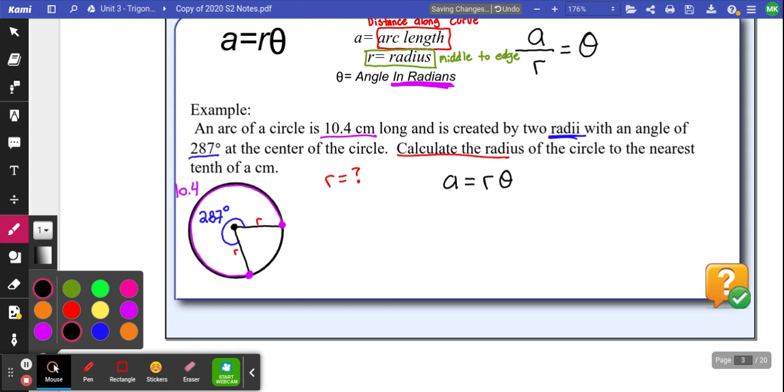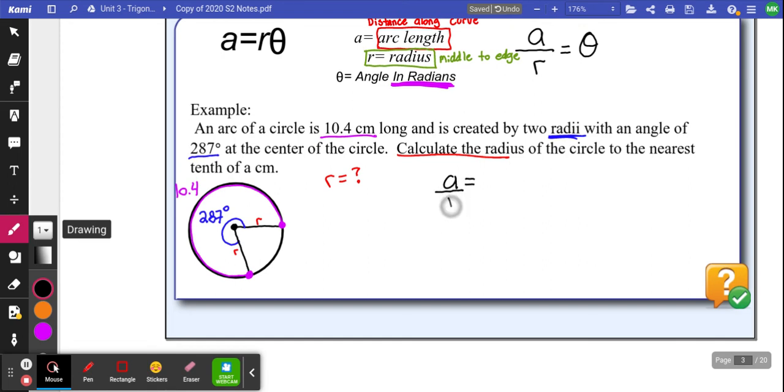Actually, no, let's start with the one that'll be on your formula sheet. It's harder to work with, but that's okay. The formula sheet gives you this one, A over R equals theta. Let's do that one because it's actually harder, but that's what's on your formula sheet, so that's what you would probably do.